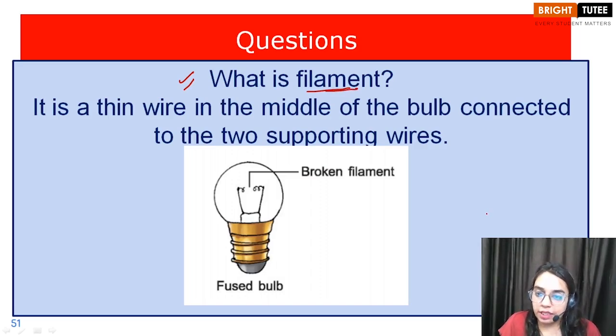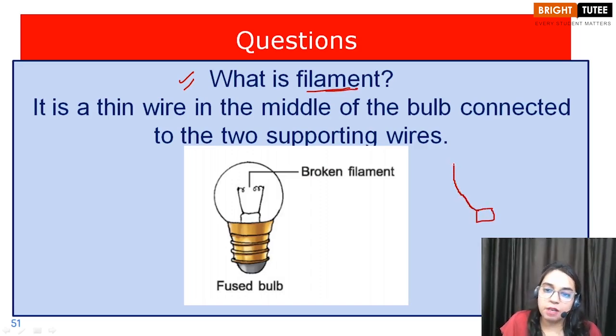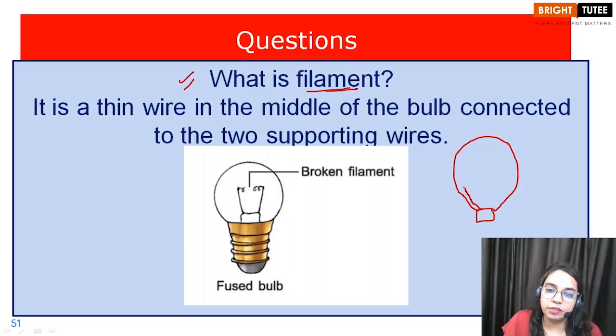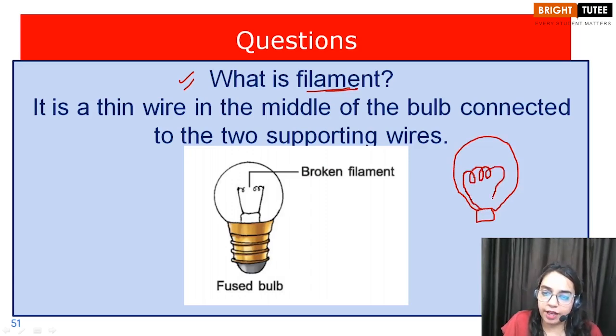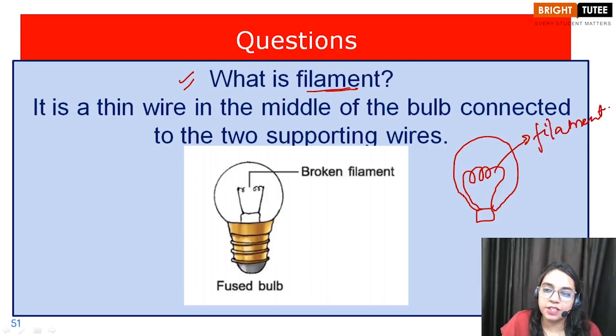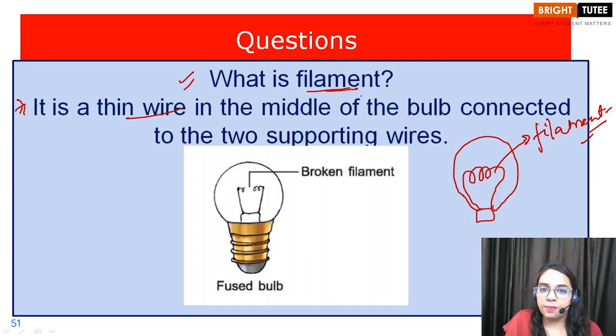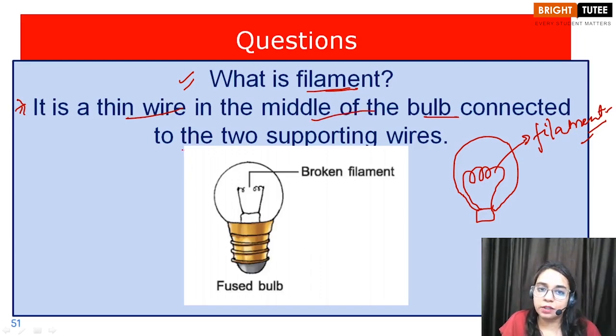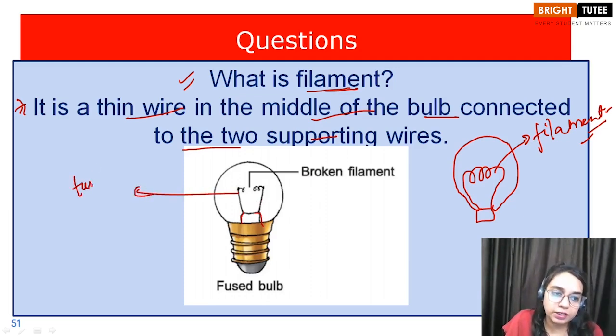So children, if you look closely inside a bulb, you will observe a thin wire, and this thin wire is known as the filament. Okay children, but how do we write it? We can write it in our exams like this. It is a thin wire in the middle of the bulb connected to the two supporting wires. You can observe it over here. It is connected to the two supporting wires and it is the thin wire. And children, it is usually made up of the metal tungsten.